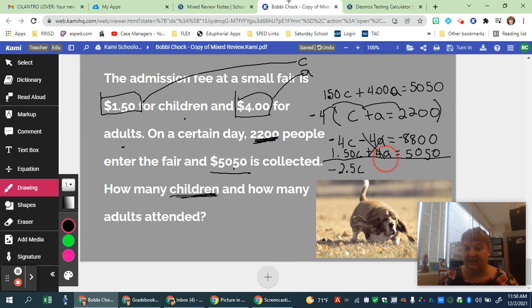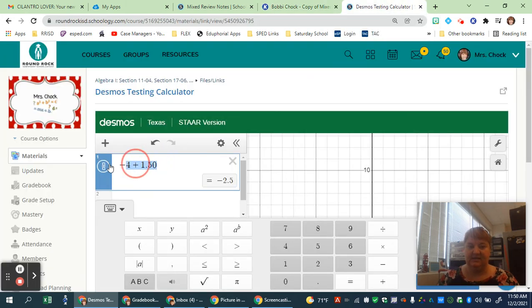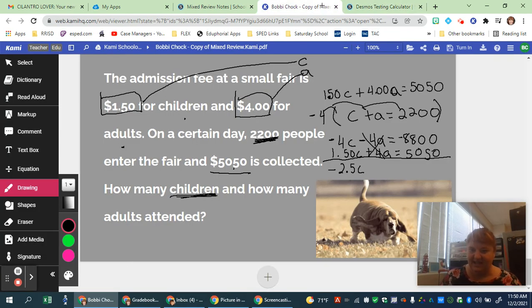And then that eliminated the a. Negative 8800 plus 5050. Oh my gosh, I have a horrible memory. Yeah, negative 3750 equals negative 3750. So now I just have to go 3750 divided by negative 2.5.